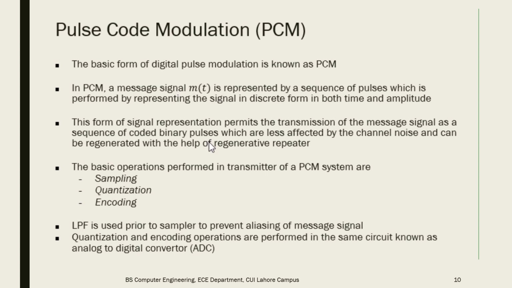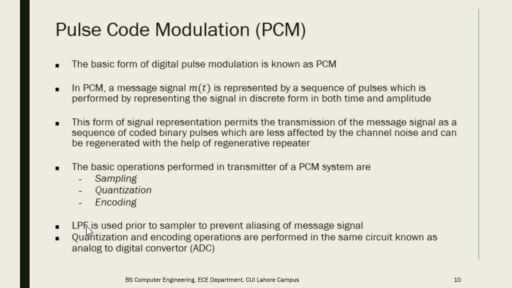And what is the feature of these coded binary pulses? They are less affected by channel noise, and they can be regenerated at any step with the help of a regenerative repeater. Different operations are performed at the transmitter side of the PCM system. These operations involve sampling, quantization and encoding. We will study these operations in detail on further slides.